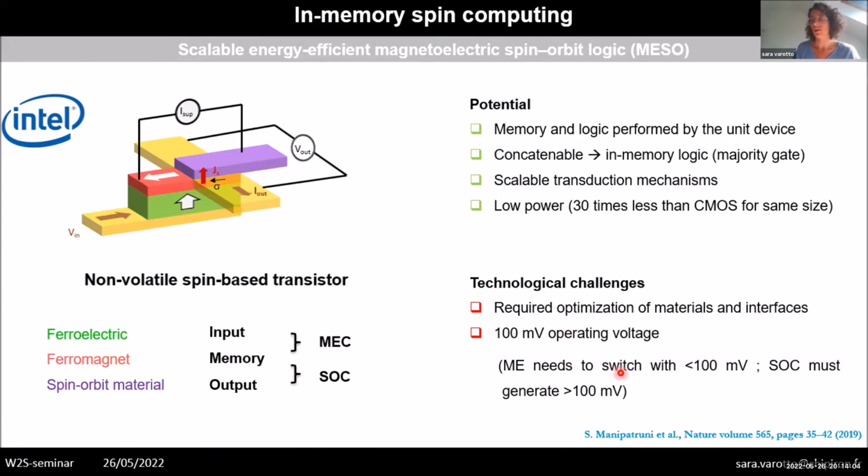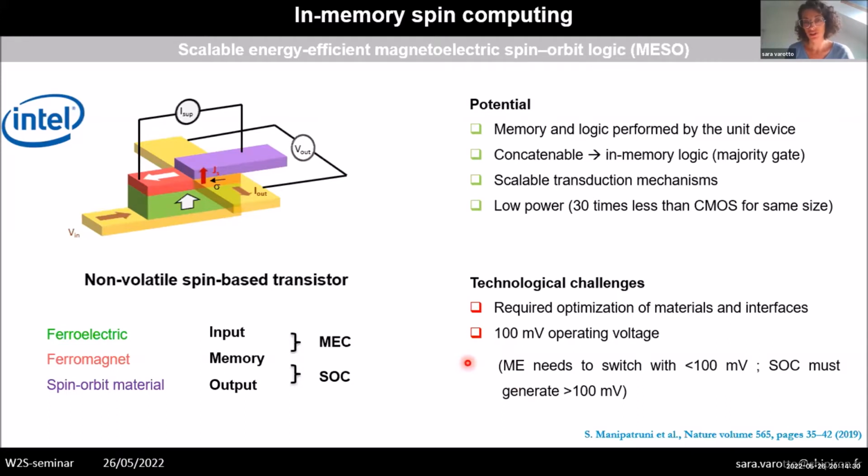In fact, it has been proposed as a goal to switch with less than 100 millivolts. So the spin-orbit coupling layer must generate more than 100 millivolts, which is really, really high. So what I will propose in this work is to change the structure, simplify the structure by using ferroelectric Rashba systems. And I will show you why.